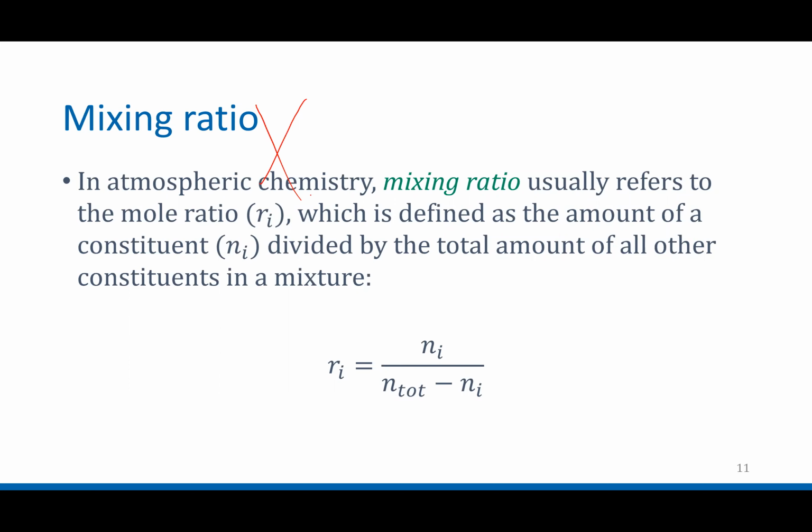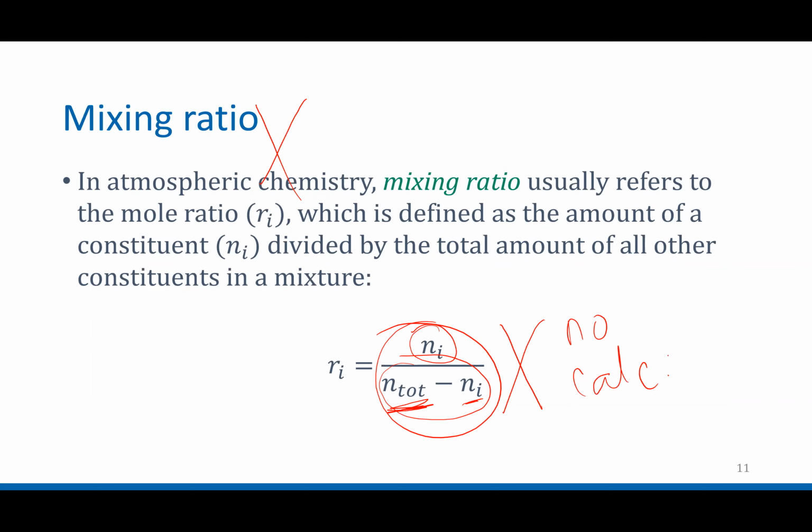In atmospheric chemistry, mixing ratio is the mole ratio. It's the amount of one chemical divided by the total amount of all the other chemicals. More specifically, in chemistry, it's the moles of your chemical divided by the moles of all the other chemicals. Now notice I said the other chemicals. We do subtract that chemical from the total. There are no calculations, guys, on your final exam, so you don't have to worry about this formula.